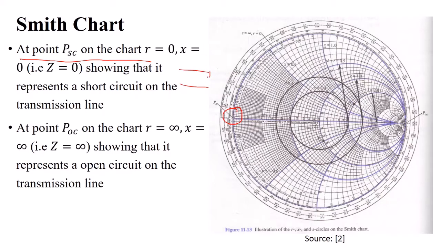When zL equals, for example, 0, you get the reflection coefficient gamma L equal to -1, and you plot it here. Similarly, this point is called the point of open circuit. Here the impedance is infinite. So this is the point of open circuit, and this is the point of short circuit in this line.